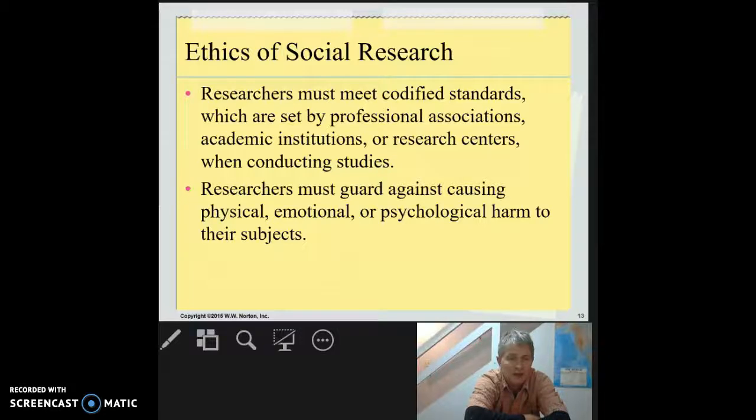And they require an institutional review board to ensure that the type of research you're going to do out there isn't going to come back on them and haunt them.